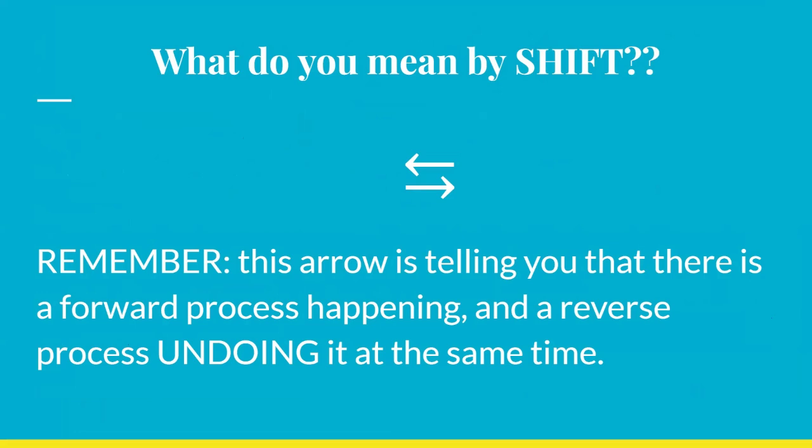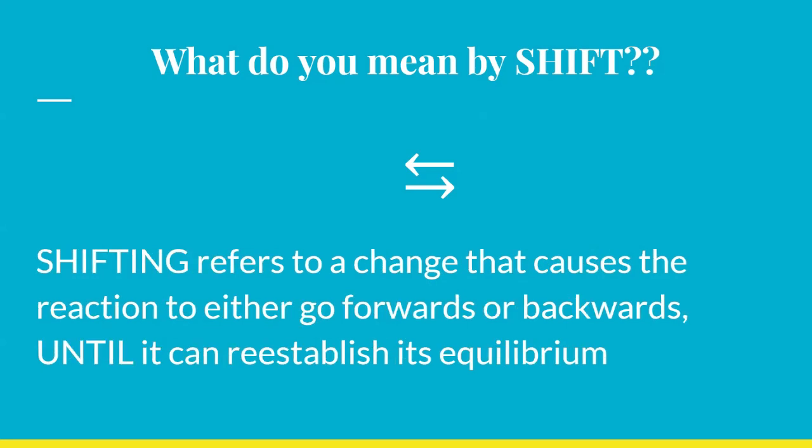Okay, so what do I mean by shift? Again, you see your two arrows. Backwards means the reverse process is happening and undoing the process. We often say left and right because we write this on paper and read it from left to right. So going to the left is the reverse reaction, going to the right is the forward reaction. The forward reaction is usually making your product, and the reverse reaction is taking your product apart and making it back into reactants.